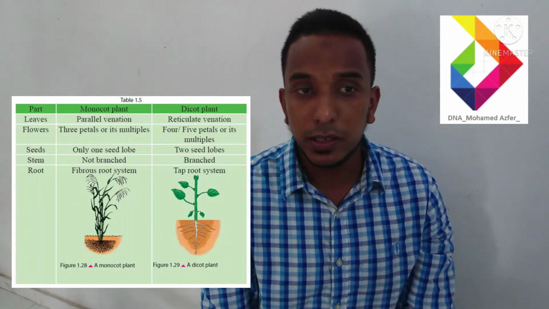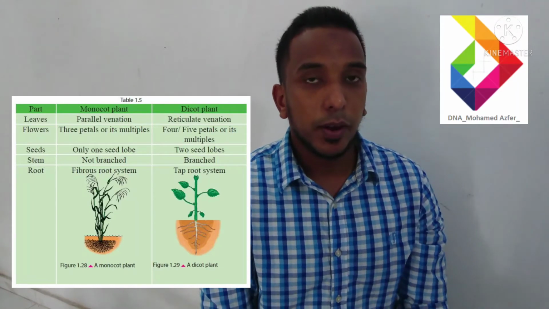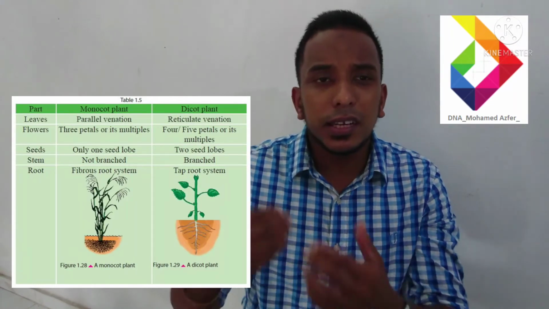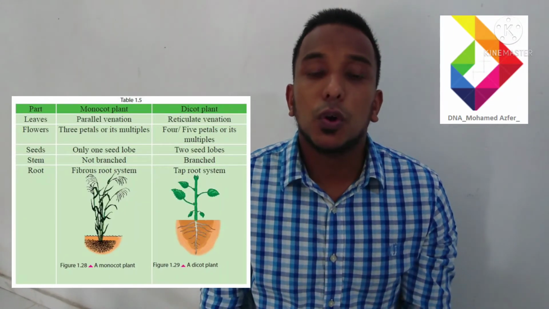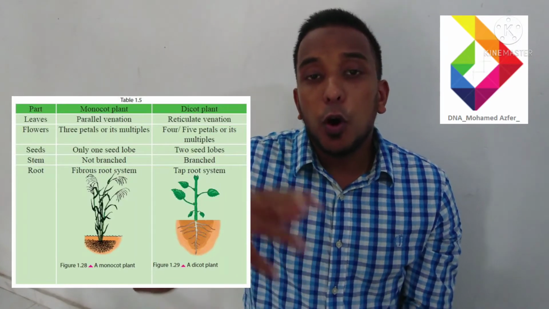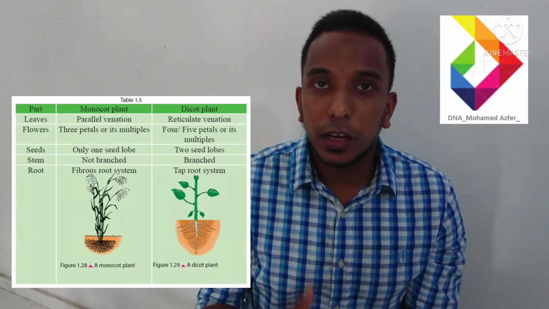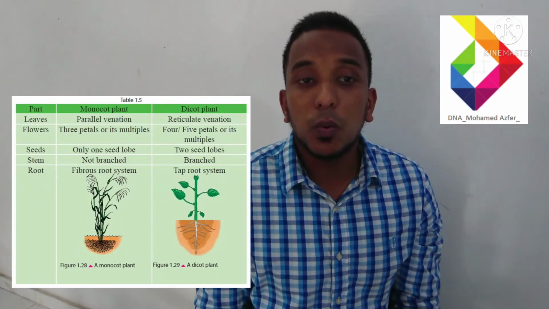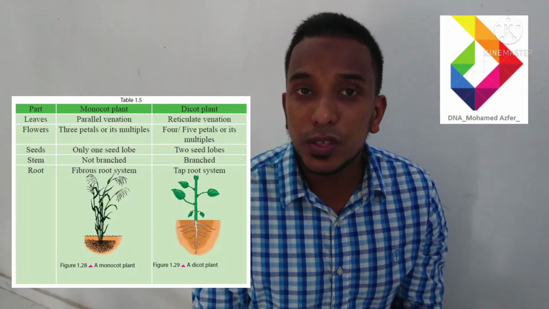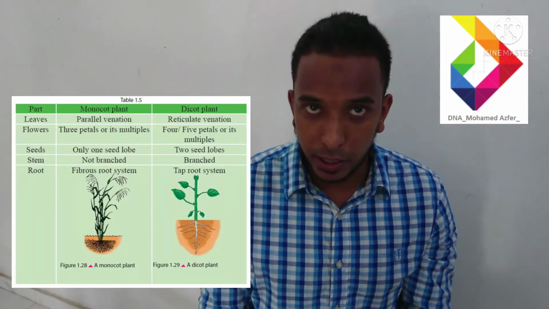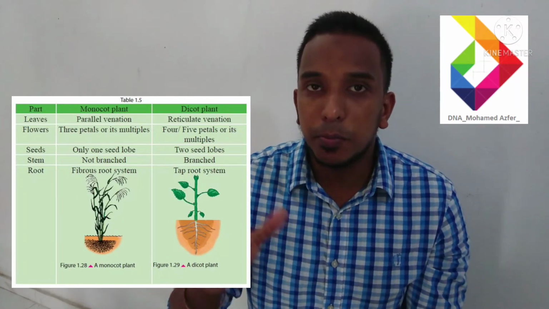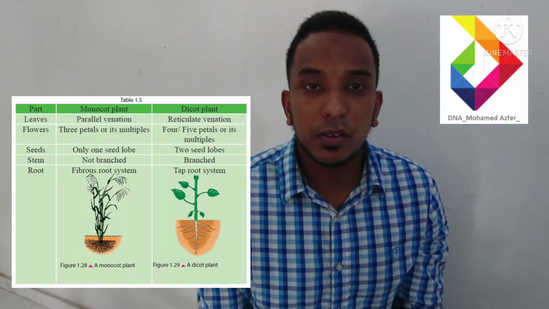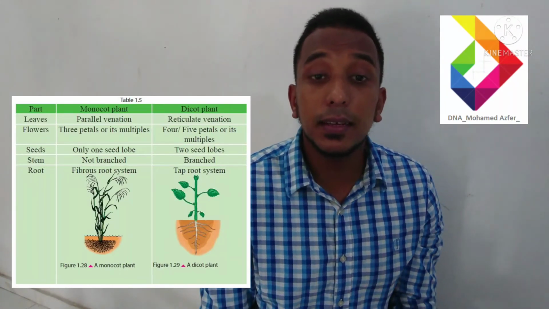When you consider the flowers, monocotyledonous plant flowers have 3 petals, or else multiples of 3. In dicotyledonous plants you get 4 or 5 petals, or their multiples. Next, the seeds: monocots have only 1 seed lobe, and dicotyledonous plants have 2 seed lobes. In monocots the stems are not branched, and in dicots the stems are branched. For the root, monocots have a fibrous root system, and in dicot plants you can see a taproot system.